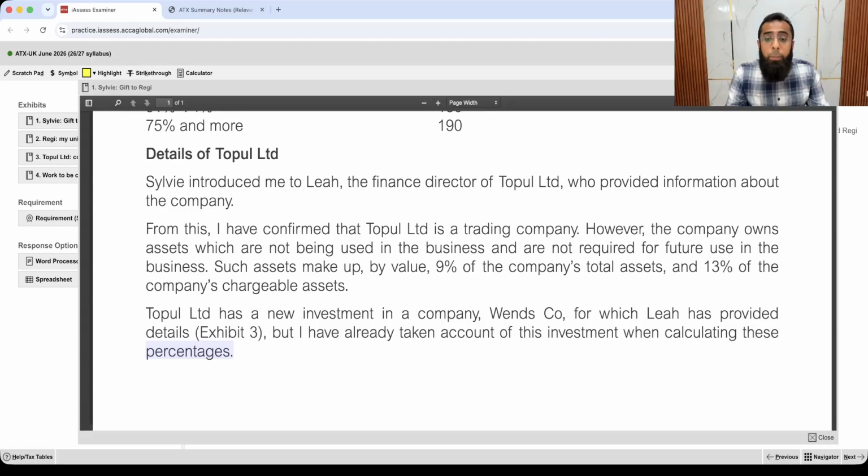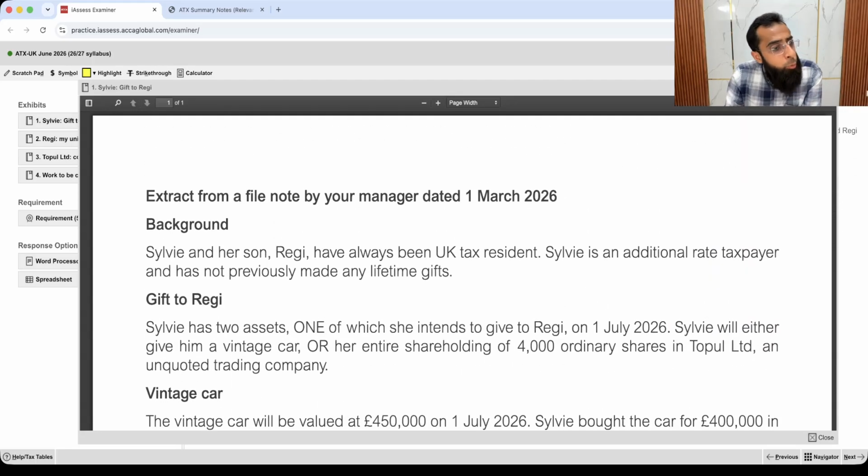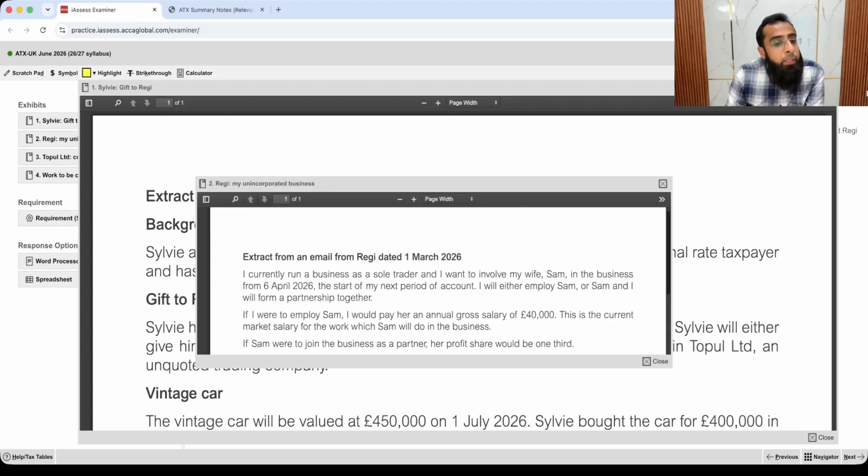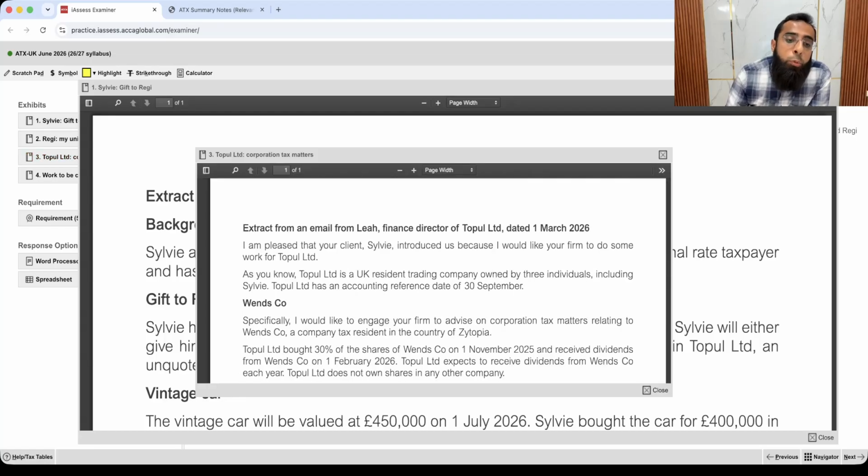So here in Exhibit number 1, he gave us detail about Sylvie's gift to Regi. Now, if you look, this question is designed in a very segregated manner. This exhibit is in relation to the gift. The second exhibit is in relation to his business. The third exhibit is in relation to Topul Limited. Each exhibit is segregated. Now, shall we read the entire question first, or read an exhibit and do a requirement?